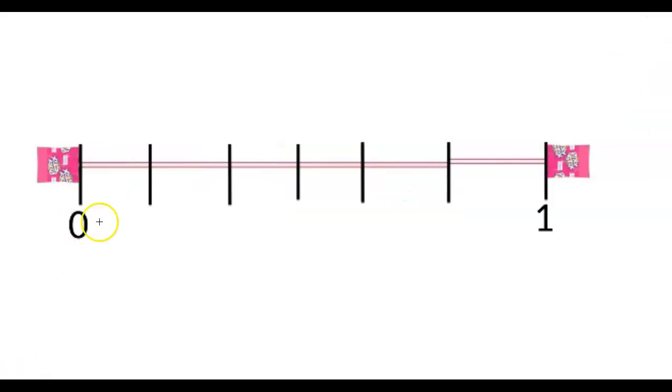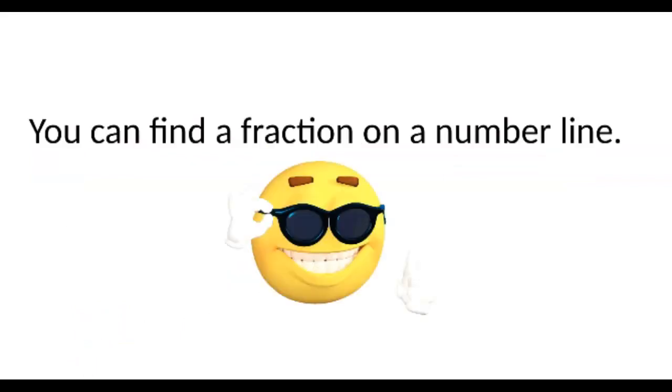Each part is now 1/6 of the whole. So where would 3/6 be located? 0, 1, 2, 3. Right about here. Okay? And there you have it, boys and girls. You have learned how to identify fractions on a number line by using what we already know about fractions of an area.